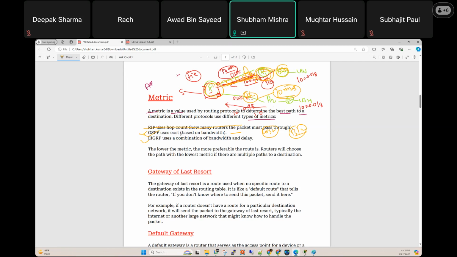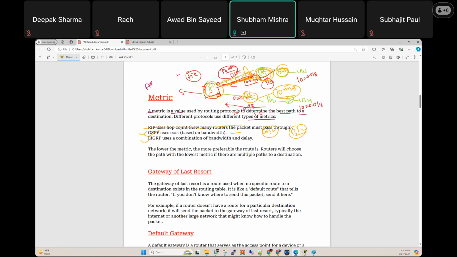Fine. But how? We will discuss these things in OSPF. Basically, OSPF uses one formula, and on the basis of that formula, OSPF calculates the metric. Clear? But right now, just understand that on the basis of the metric, the router will choose the best path. Always the lower metric will be preferable. It means the router always prefers the lower metric value.